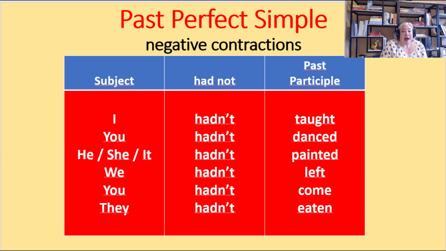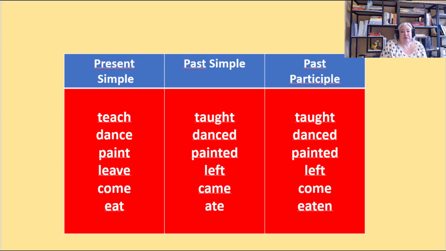Negative contractions. I hadn't taught, you hadn't danced, he, she, it hadn't painted, we hadn't laughed, you hadn't come, they hadn't eaten. Here we're looking at the present simple, past simple, and the past participle. Teach, taught, taught, dance, danced, danced, paint, painted, painted, leave, left, left, come, came, come, eat, ate, eaten. That's just a reference table.